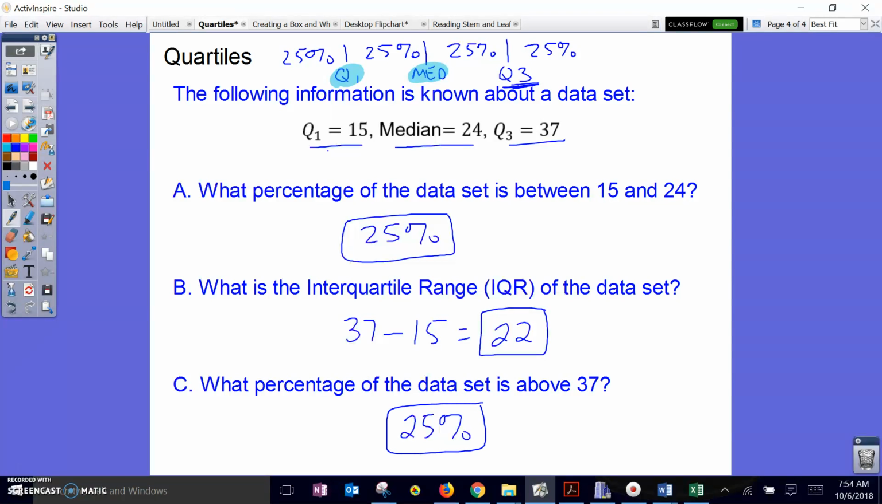And you can use this relationship that the quartiles and the median split the data set into 25% chunks to identify how much of a data set is above the quartile 1 or above the median or below the median. There's a wide variety of questions that I could answer utilizing this concept. All right? So use those when you need to.